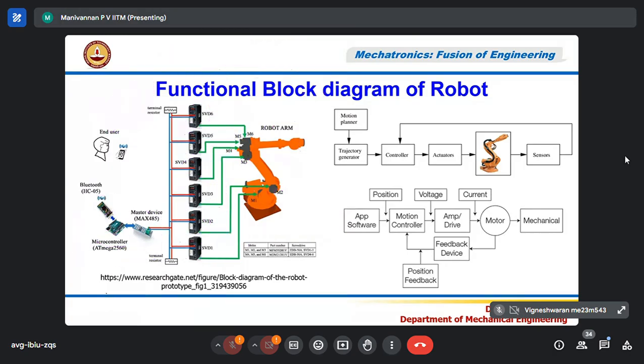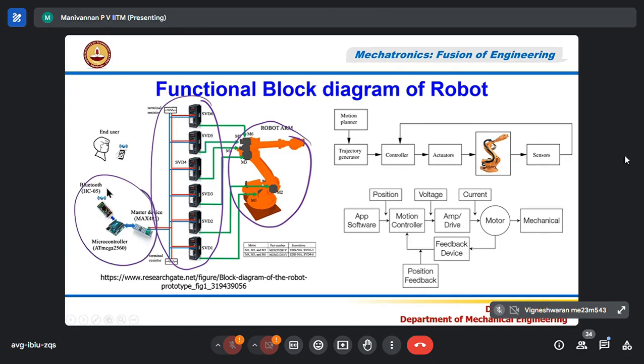So that means if you see an industrial robot, you have a mechanical structure which is made of joints and links, and also it has an electronic driver circuit and also a computer. Correct? So that's what is shown here.